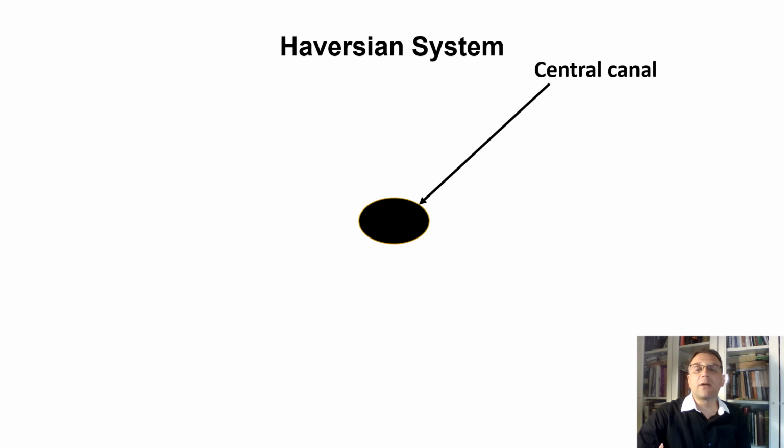Let's make a diagram of the Haversian system. First, we will draw a central canal that contains a blood vessel. Here it is. Easy thing to do. Now we will draw a ring of calcified matrix called concentric lamella. Then we will draw more of these rings one after another.